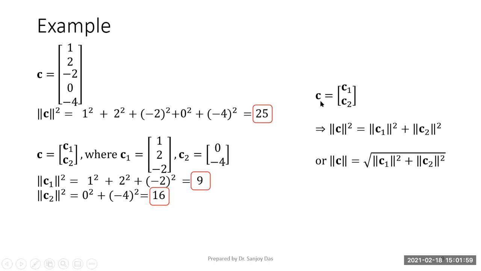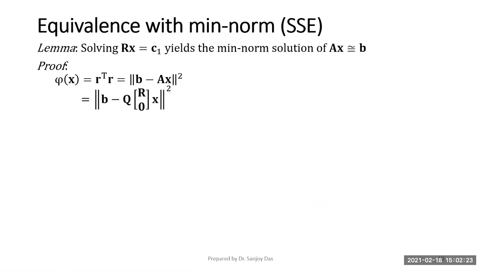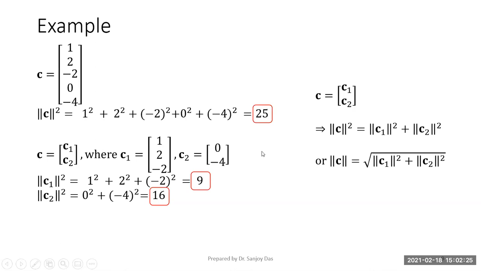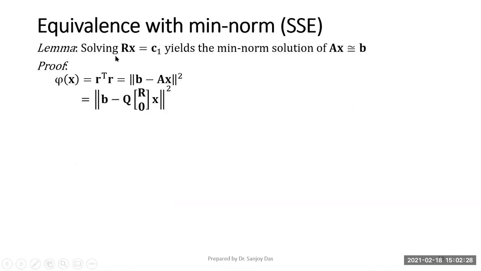So if I express this vector C in terms of C1 and C2, two smaller vectors, then the squared L2 norm of C equals the squared L2 norm of C1 plus the squared L2 norm of C2. Are you with me on this? Yes. And that's the trick I'm going to use here. So solving Rx equal to C1 yields the same solution as the min norm solution of Ax equals B. This is the overdetermined system.